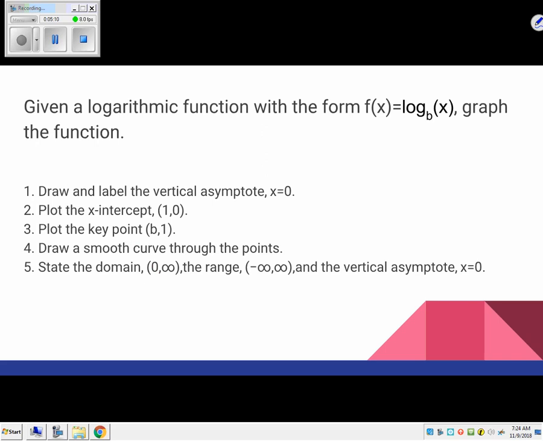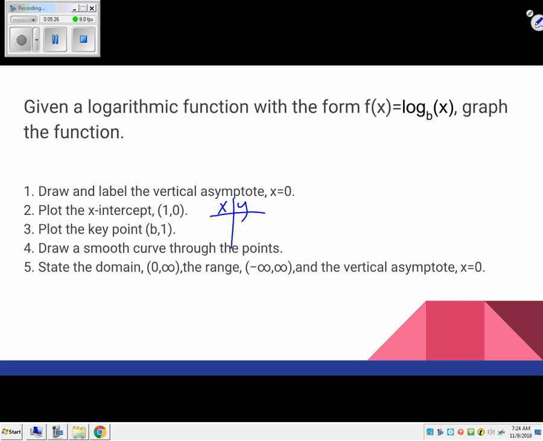It says draw and label the vertical asymptote. That's a good starting point, as long as it hasn't moved. A couple times it might move, and I might wait to draw my vertical asymptote towards the end of the problem. Steps 2 and 3, I'm going to combine those into a table.